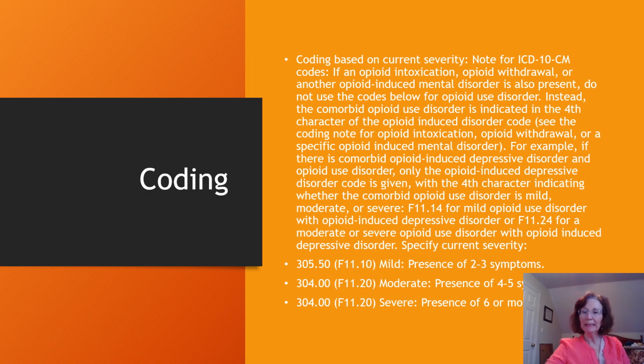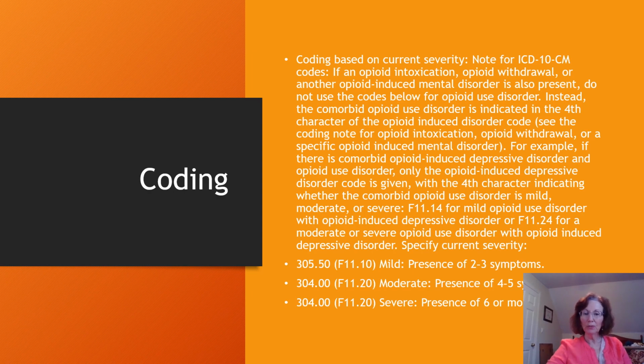For the ICD-10 codes, the opioid intoxication, withdrawal, or another opioid use-induced mental disorder is also present. Do not use the codes below if any of these is indicated. So 305.5, which is opioid use disorder, mild, is now F11.10. And it's the presence of 2 or 3 symptoms for opioid use disorder.